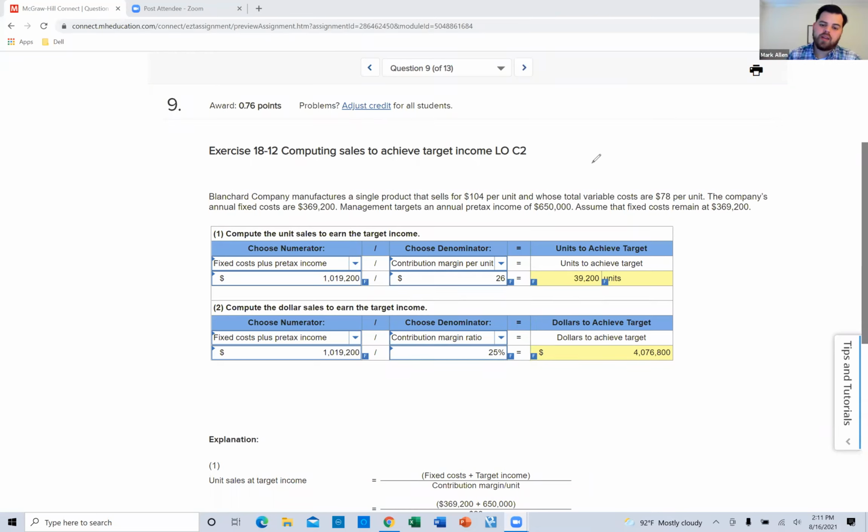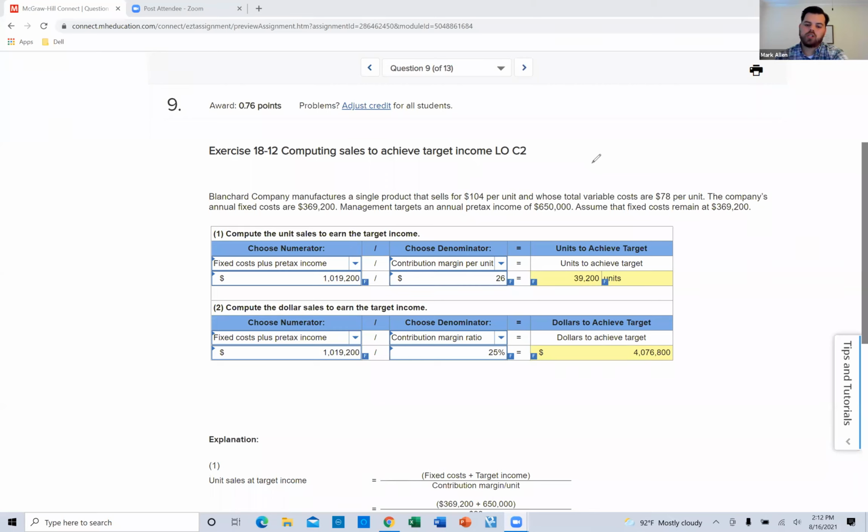So Blanchard Company manufactures a single product, sells for $104, and whose variable costs are $78. Company's annual fixed costs are $369,200, and management targets an annual pre-tax income of $650,000. Assume fixed costs remain at $369,200. So in this case, we'll take our fixed costs plus our pre-tax income. That's the annual fixed cost of $369,200 plus the $650,000. When you do that, that's $1,019,200.